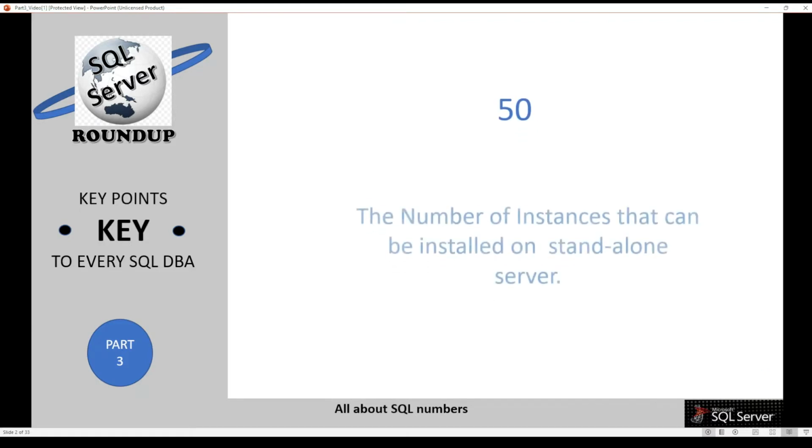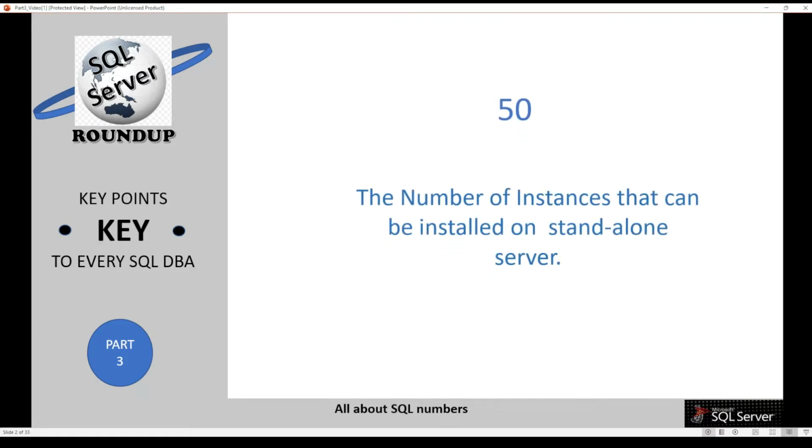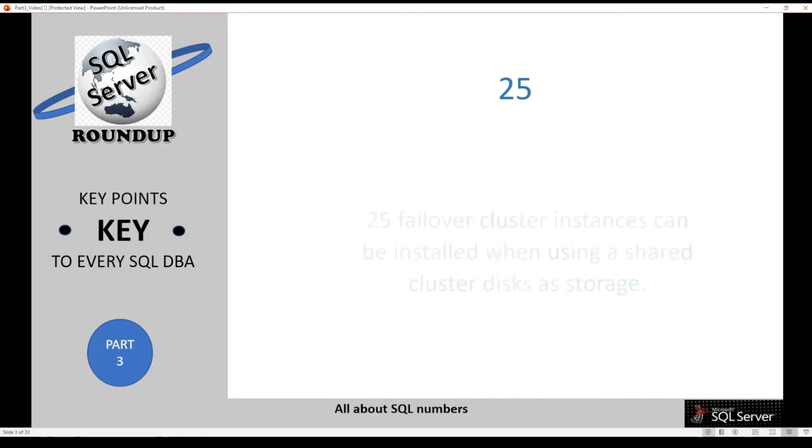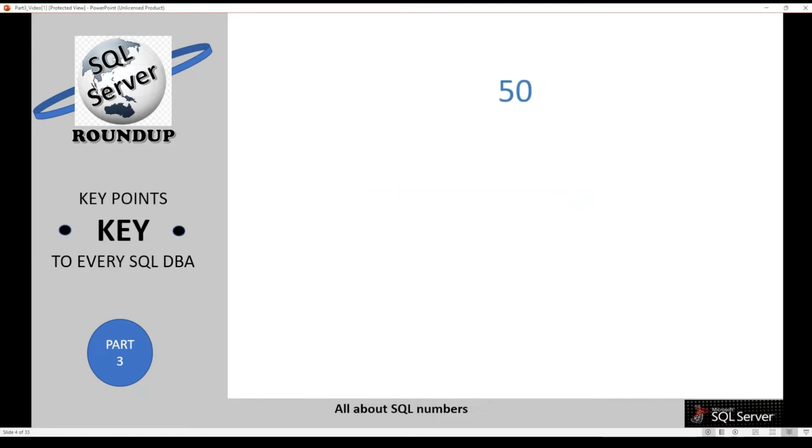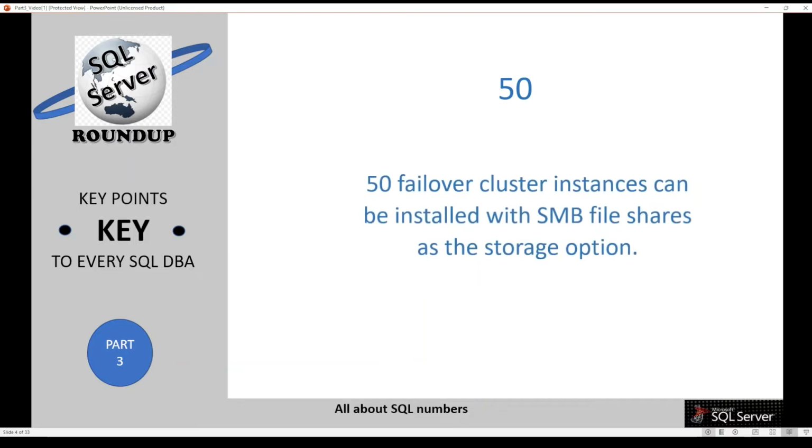15. The number of instances that can be installed on a standalone server. 25. 25 failover cluster instances can be installed when using a shared cluster disk as storage. 50. 50 failover cluster instances can be installed with SMB file shares as the storage option.